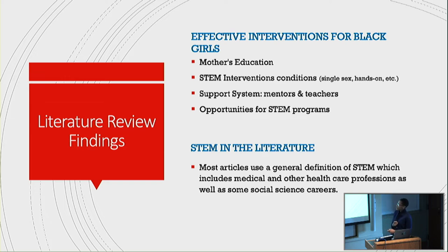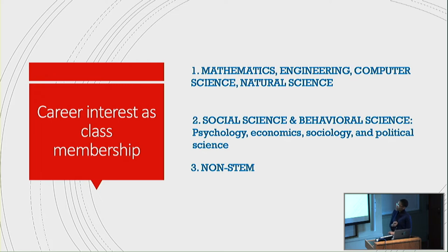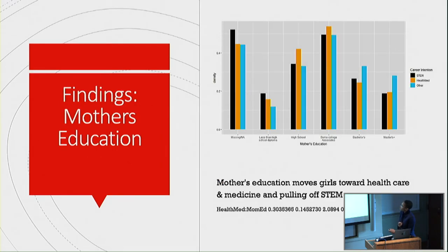So what we decided to do was to break them up into three classes. We had traditional STEM, which is math and engineering, then we did social sciences, and then non-STEM. When we did this, we got a lot more very interesting information. Two of the most important findings were for mother's education.